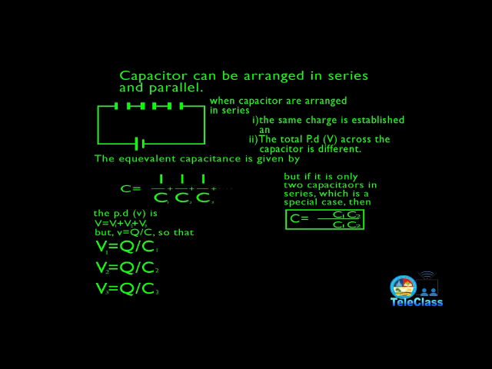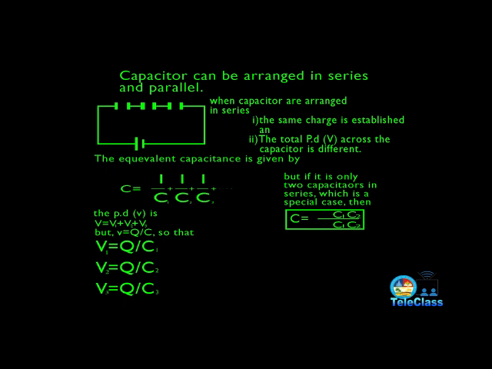But remember, from our previous formula, we said Q is equal to CV. So making V the subject of the formula, we discover that V is equal to Q over C. So going back to the formula of the voltage, V equals V1 plus V2 plus V3, it means that V1 is equal to Q over C1, while V2 is equal to Q over C2, and V3 is also equal to Q over C3. Now take note, the Q is the same because the same charge is established here.